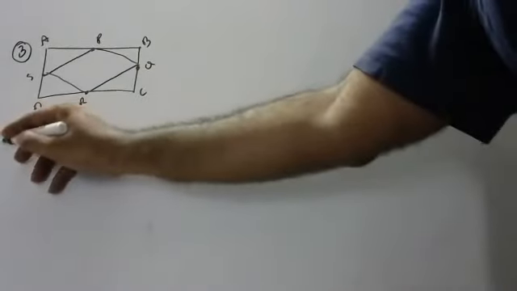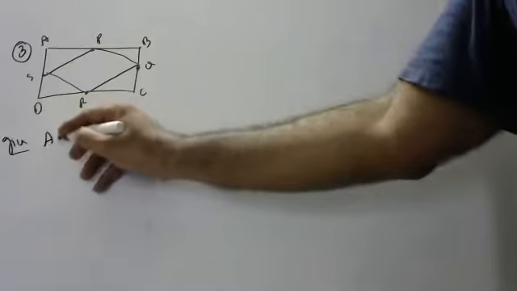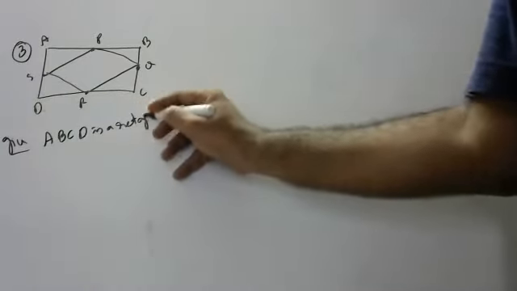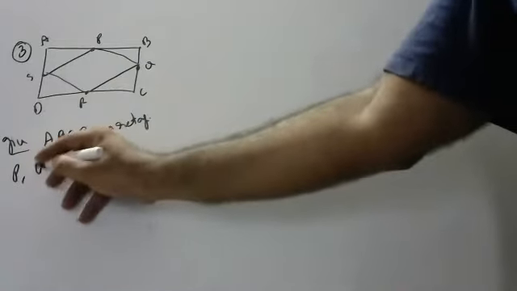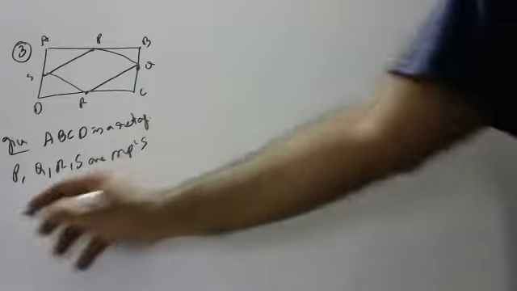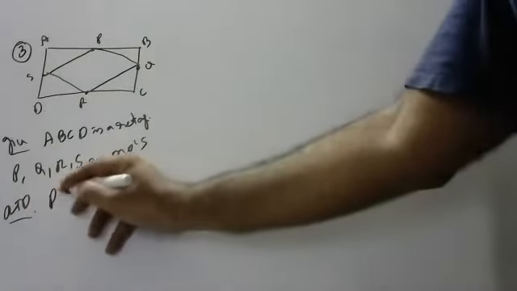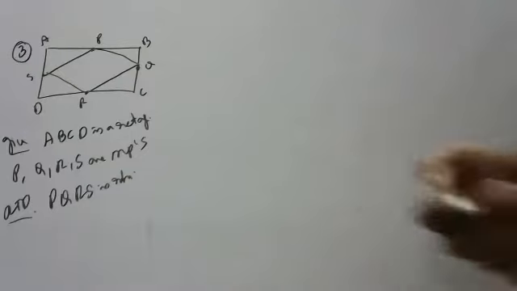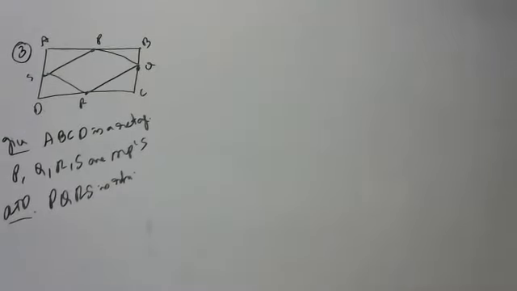Children, first, what is given? ABCD is a rectangle, he said. Same, children. P, Q, R, S are midpoints, he said. Required to prove means PQRS is a rhombus. In the last sum, he gave it as a rhombus and we proved it as a rectangle. Now he is giving it as a rectangle. We have to prove it as a rhombus.